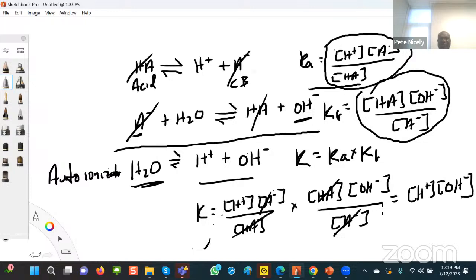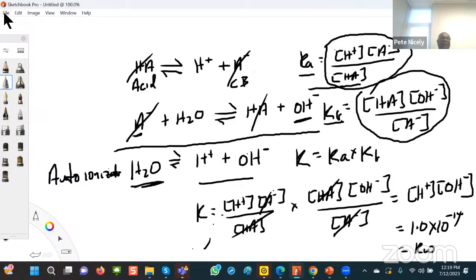Again, this is something that should look familiar to you, so you should be able to tell me what that equals. Concentration of H plus times concentration of OH minus is equal to what? Is that 1.0 times 10 to the negative 14th? Exactly, 1.0 times 10 to the minus 14, which is the ionic product of water, Kw, all right? So basically what this is telling us is that the product of the Ka value for a weak acid multiplied by the Kb value for the conjugate base is going to be equal to 10 to the minus 14.